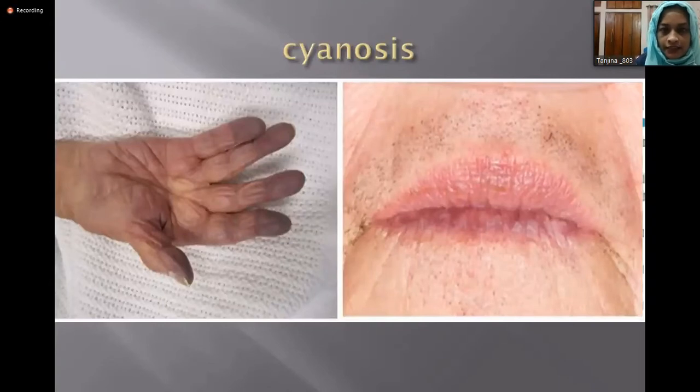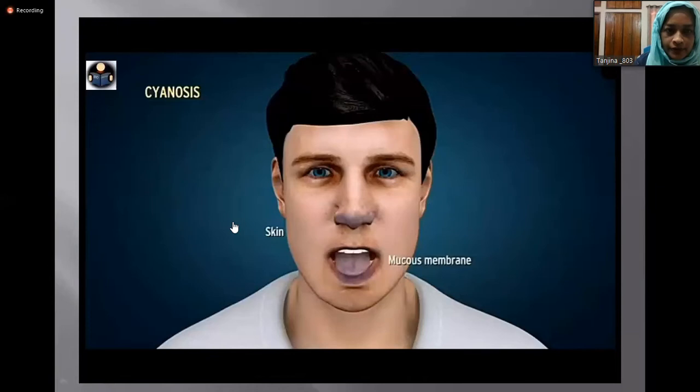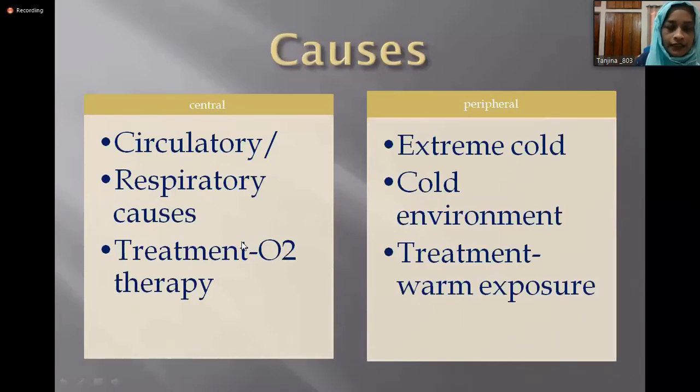This is the central cyanosis picture, and this is the peripheral cyanosis. This is a video clip or animation of cyanosis. This is the site of central cyanosis, skin and mucous membrane, and this is the site of peripheral cyanosis, the fingernail bed. Central cyanosis is due to decreased arterial oxygen saturation due to circulatory, ventilatory or respiratory causes, and peripheral cyanosis occurs due to peripheral cutaneous vasoconstriction due to severe cold exposure.